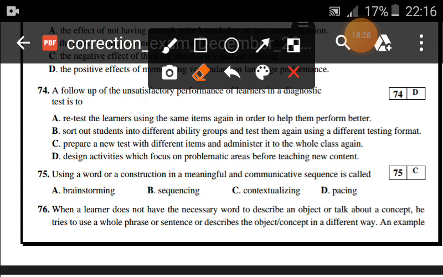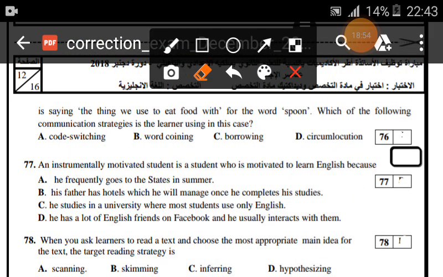Next question, which is 76. When a learner does not have the necessary word to describe an object or talk about a concept, which of the following communication strategies is the learner using in this case? A. Code switching. B. Word coining. C. Borrowing. D. Circumlocution. So here D is the right answer. D means that when the student doesn't know the exact word, he uses many words just to explain it. This is called circumlocution.